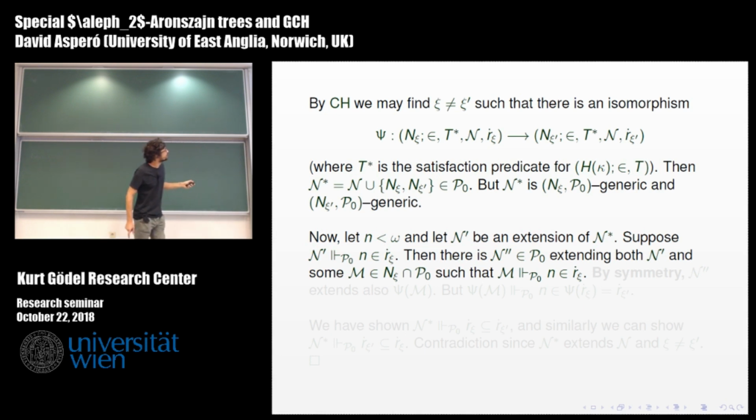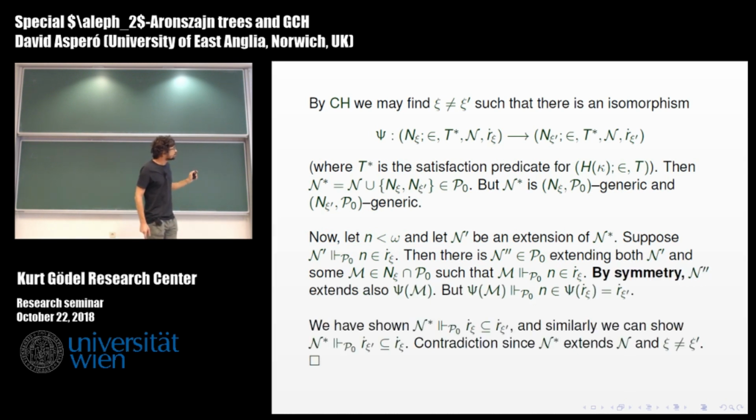Okay, now I extend script n by throwing in these two models on top, and that's a symmetric system. But then n star is generic for n xi and for n xi prime. Now I take some extension n prime of this condition I built, and suppose that it forces that n is in R xi. Then there's an n double prime that extends n prime and some m in n xi that forces that n is in R xi, and that's by genericity.